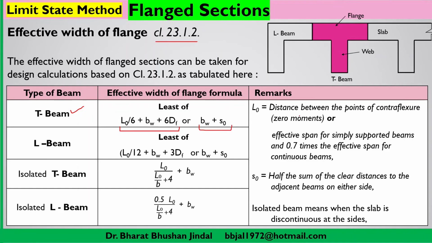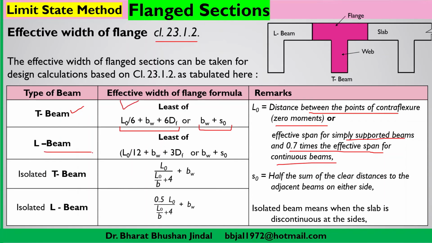Now what is L0? L0 is the distance between the points of contraflexure, which is known as zero moment, or effective span for a simply supported beam. If it is a simply supported beam, what should be the effective span? And 0.7 times the effective span for the continuous type of beam. So this will be the L0 value based on different type of conditions. So you have to just work out the value, that is L0 by 6 plus bw plus 6Df, or bw plus S0, whichever is the least value, that will be acting as the effective width of the flange.